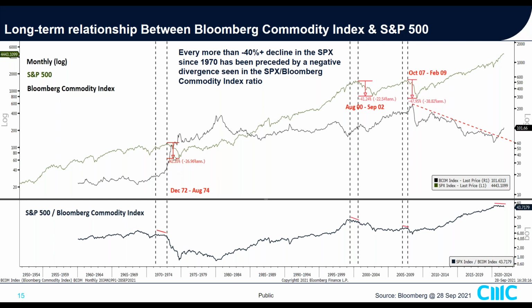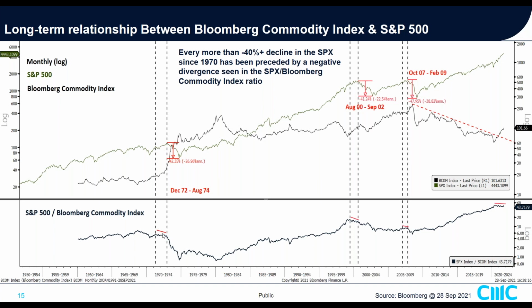Very quickly, the green line is the S&P. You look at the S&P here from the December 1972 peak all the way to August 1974: a 2-year bear market, 42%. Prior to this 42% slide, there was a divergence in the ratio of the S&P and the Bloomberg index. It means that both the commodity index and the S&P are going up hand in hand. However, if you plot them as a ratio, the magnitude of increase of the S&P is less than that of the commodity price index.